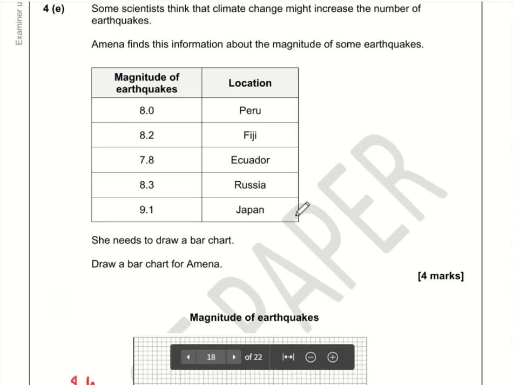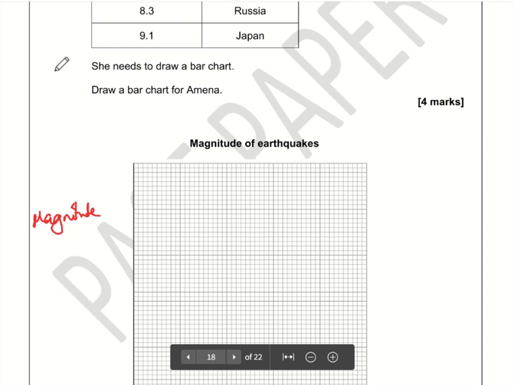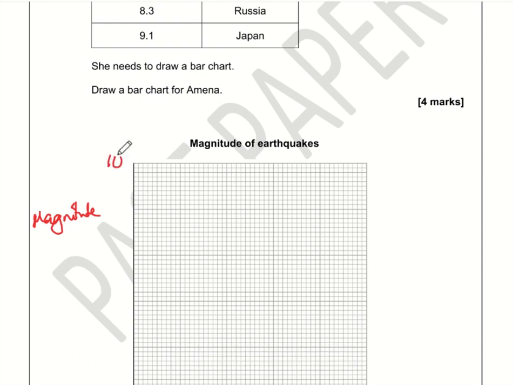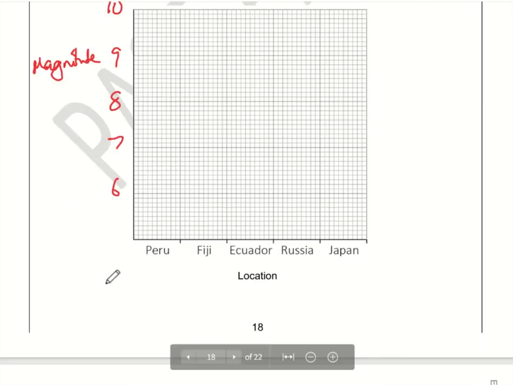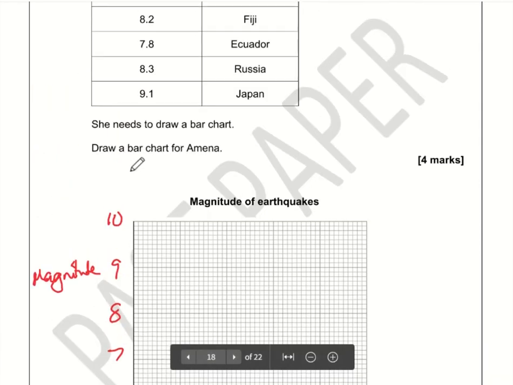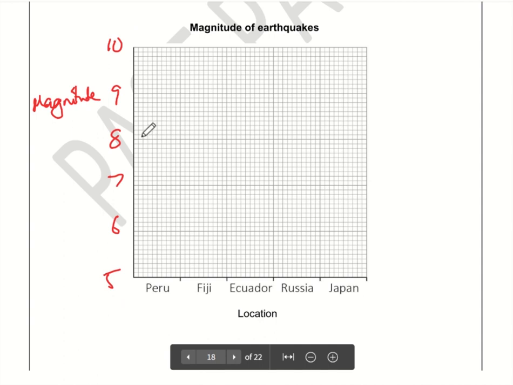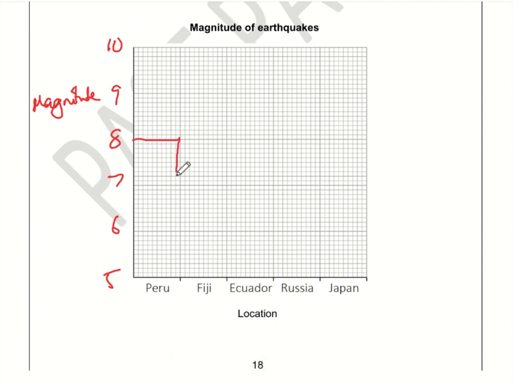And we can see that it goes from 7.8 to 9.1. So if it goes up to 9.1, I'm going to make that 10, 9, 8, 7, 6, and so that is 5. There was nothing lower than 5. Okay, good. So Peru was 8. So Peru is going to go all the way up to here, like so.